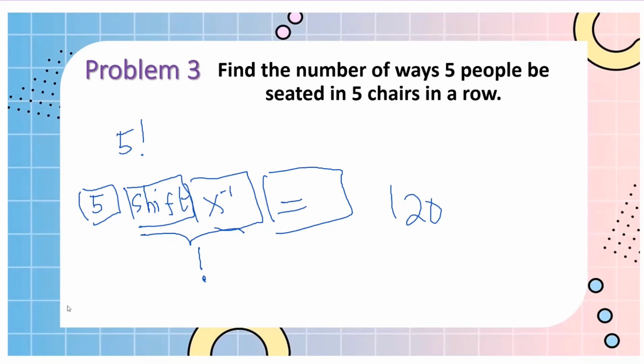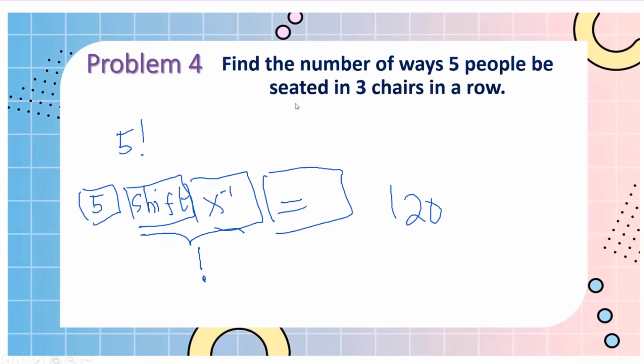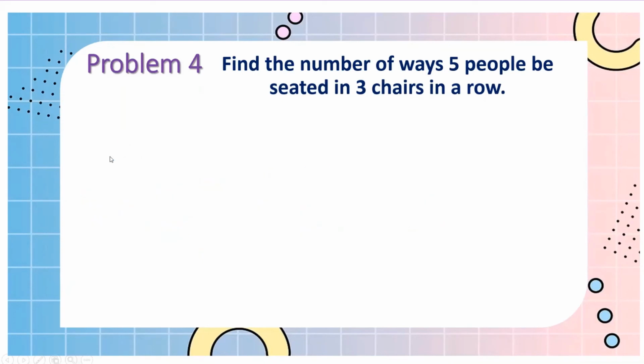Ayaw niyang mag-move to the next slide. Ayan. Find the number of ways 5 people be seated in 3 chairs. So, binawasan pala ng dalawa, naging 3 chairs. Kanina 5 factorial because 5 chairs. This time, 3 chairs na lang. So, you have to do it this way. Sige, sagutan nyo muna. What's the answer? What is the answer? May mga sagot sila. Yes, very good. Lahat ng sumagot dito, tama.